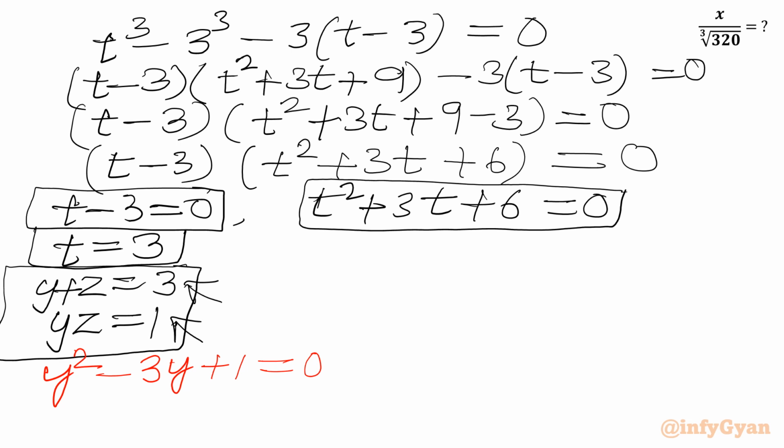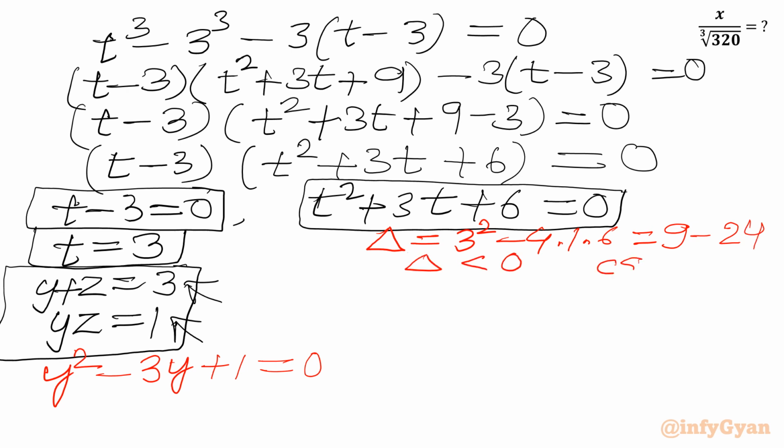Now we have to solve this quadratic equation. And if I check the discriminant for the quadratic equation t square plus 3t plus 6, then b square minus 4 times 1 times 6 is equal to 9 minus 24. The discriminant is negative. We will get complex solutions. So we can reject this quadratic. Now we have to solve only this quadratic equation for the value of our expression.